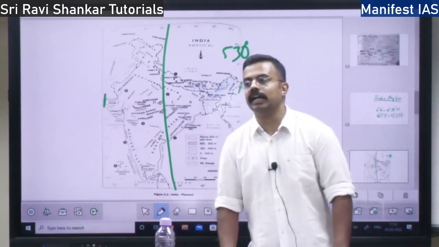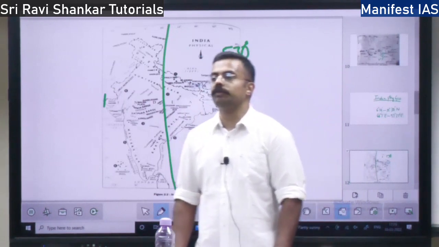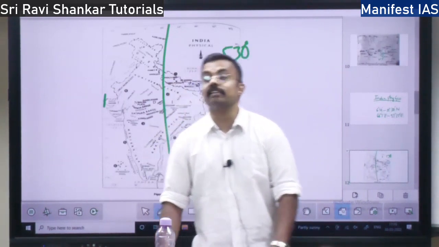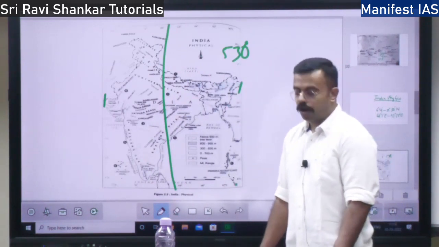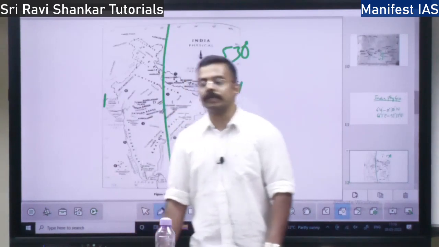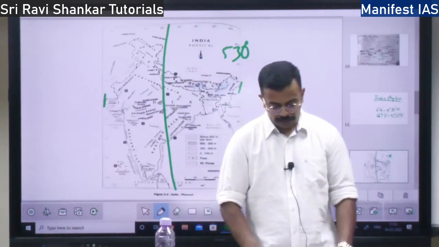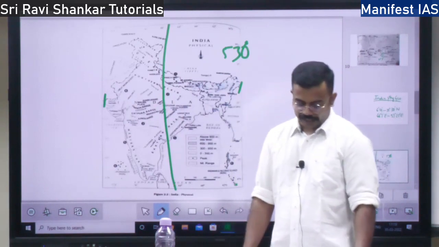What is the area of India? It is 3.28 million square kilometer. It is the 7th largest country. So how much percentage of the world area does India have? 2.4% of the world's land surface, right? So you have multiple diversity in India.